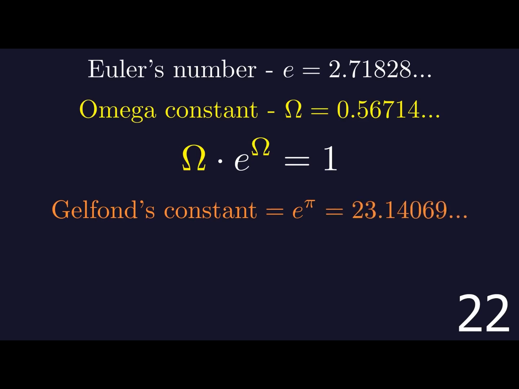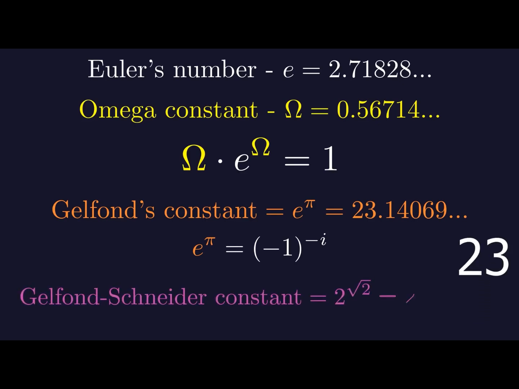Interestingly, it is also exactly equal to -1 to the power of -i. The Gelfand-Schneider constant is equal to 2 raised to the power of the square root of 2.